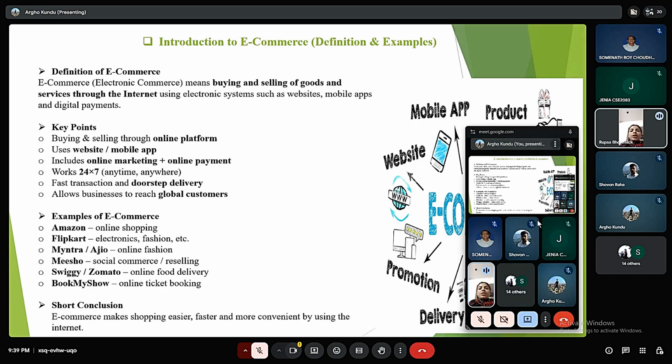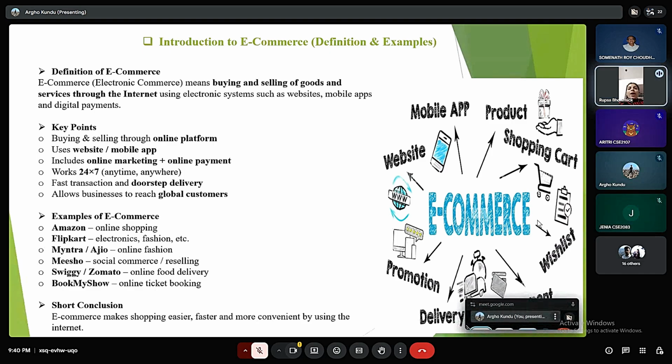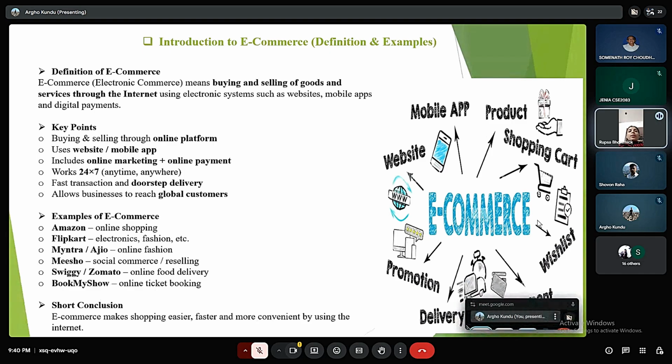Definition of e-commerce. E-commerce is electronic commerce, meaning buying and selling of goods and services through the internet using electronic systems such as websites, mobile apps, and digital payments. That means buying or selling through an online platform, using websites and mobile apps, with digital payment and doorstep delivery. Examples of e-commerce are Amazon, Flipkart, Myntra, Meesho, Swiggy, etc. Next slide.